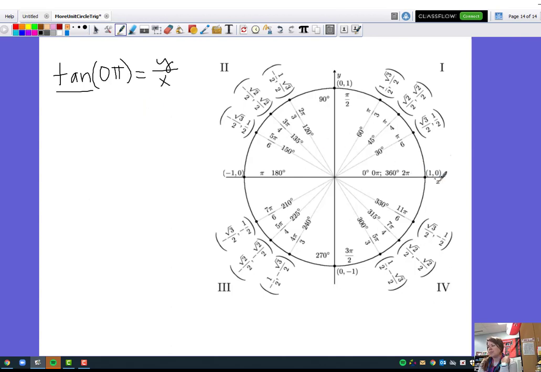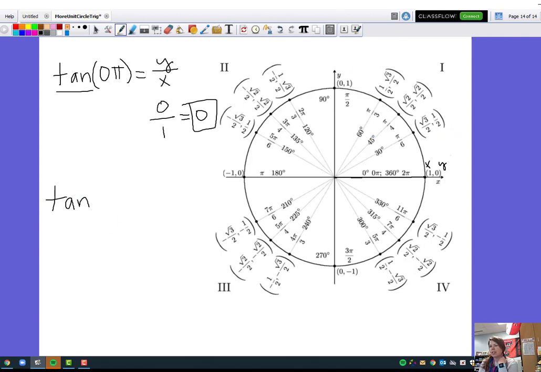And so here is 0 pi. It's also the same as 2 pi or 0 degrees and 360. And so I have the x value and I have the y value. And so that becomes 0 over 1. And so 0 divided by 1, when you simplify, ends up being 0. And so tangent of 0 pi is equal to 0. Okay, let's look at the other easy one, and then we'll come to the fractions.